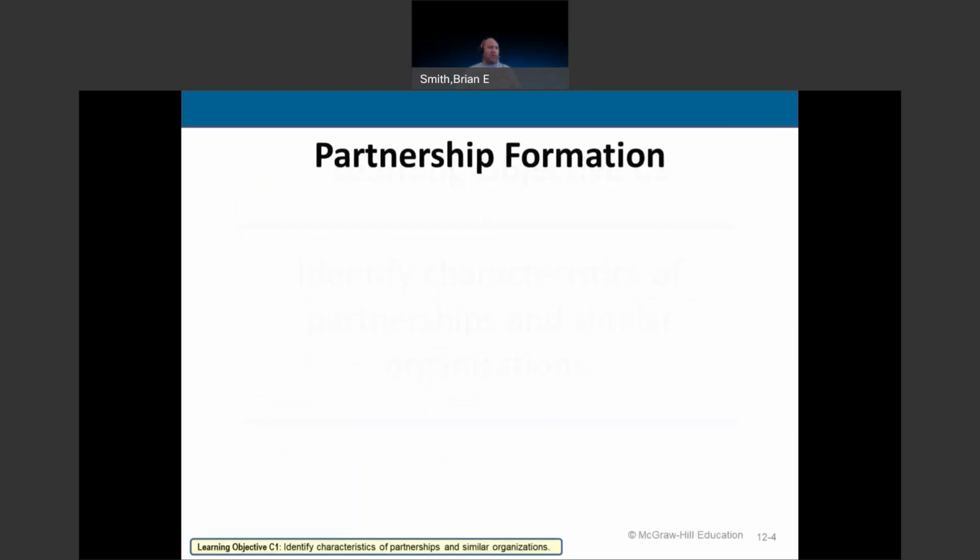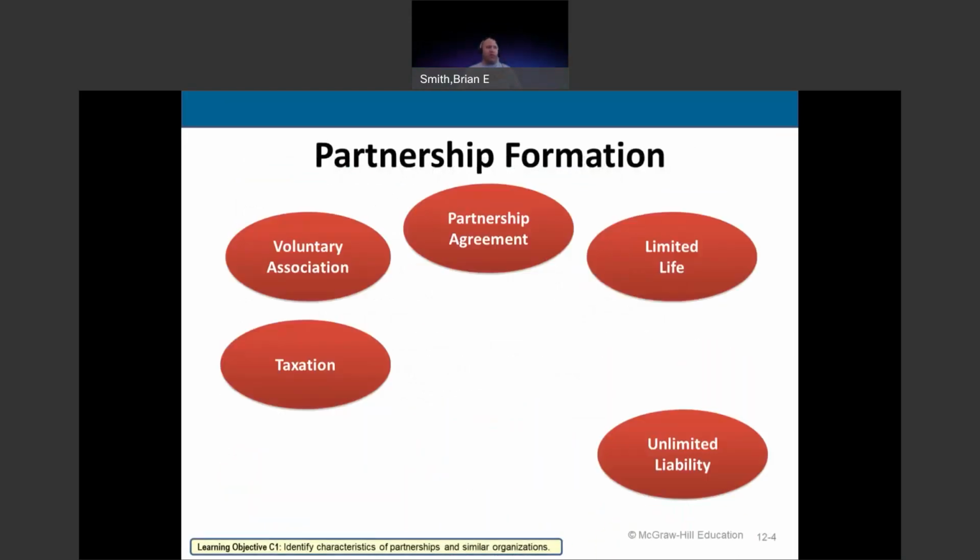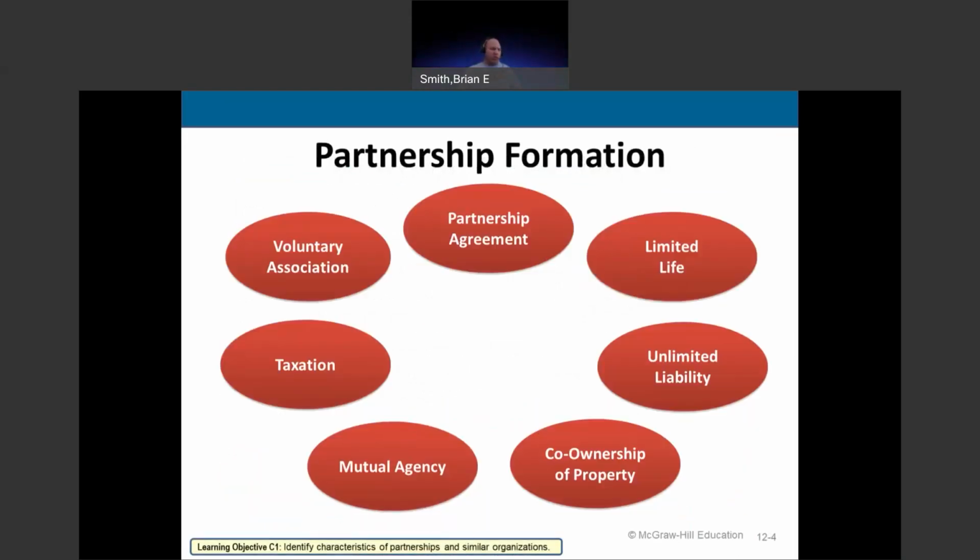So let's look at the partnership organization. All right. First of all, you have this voluntary association. Nobody's forcing you to. But there's also all these other things that we need to consider. Taxation. Partnership, like a sole proprietor, is a flow-through entity. That means that the taxes are going to go to the individual owner and their tax rate and their tax situation, as opposed to being taxed at the entity level like a corporation would be. The partnership agreement is what forms the partnership and sets all the rules and requirements of each partner in that.